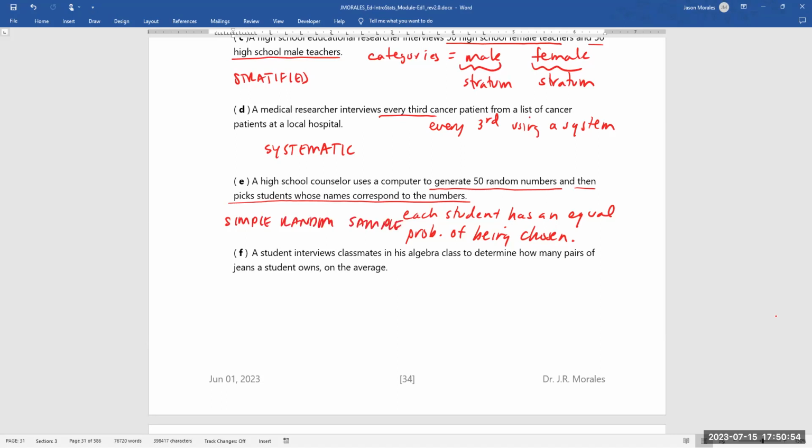And then the last one, part F, a student interviews classmates in his algebra class to determine how many pairs of jeans a student owns on the average. So notice where this student conducted their interview. This person interviewed classmates in his algebra class. So this is an example of convenience sampling, which is a non-random method of sampling.